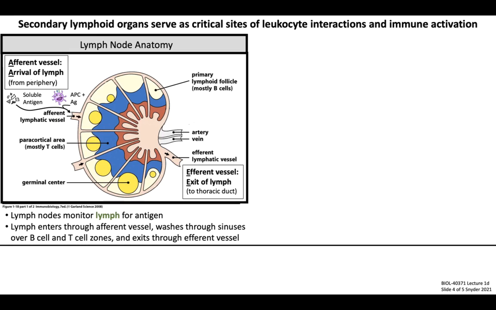This is typically referred to as the B cell zone on the outside, and then over the paracortical area containing dense regions of T cells. And this is not surprisingly referred to as the T cell zone, which is a bit deeper inside of the lymph node. Lymph then exits through the efferent vessel on the inner curved edge, where it eventually re-enters vascular circulation.